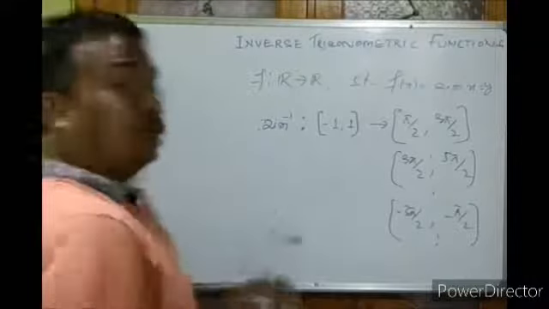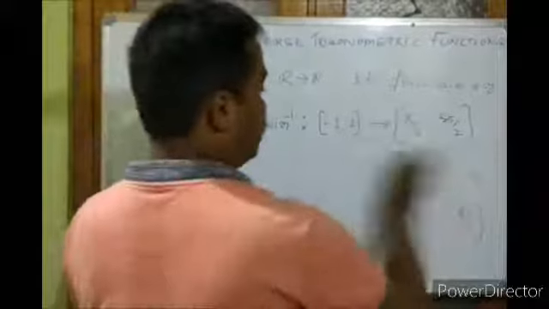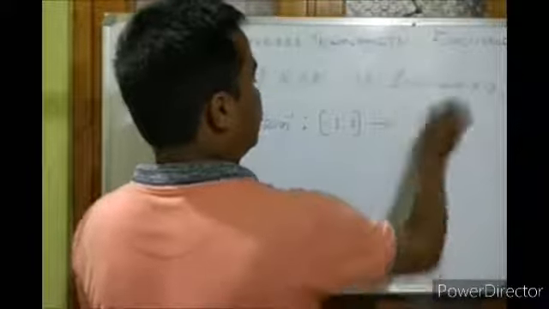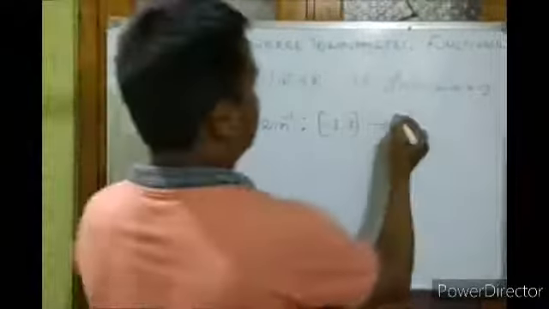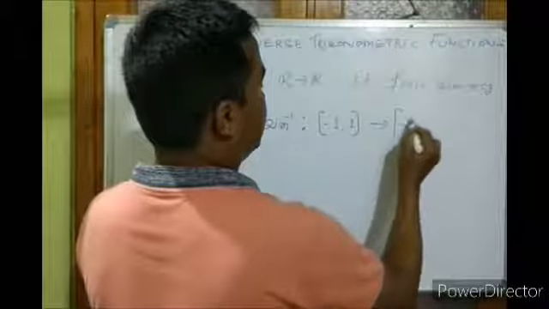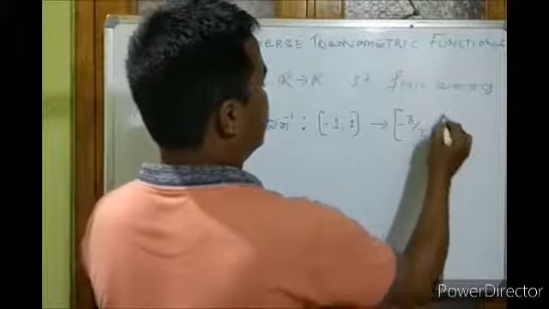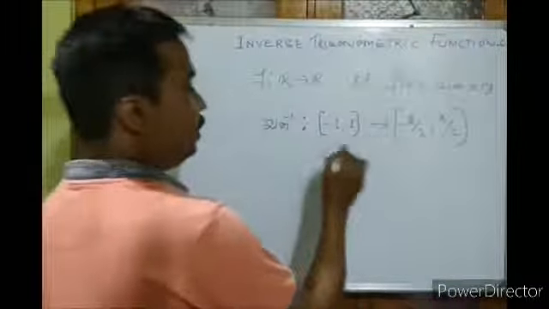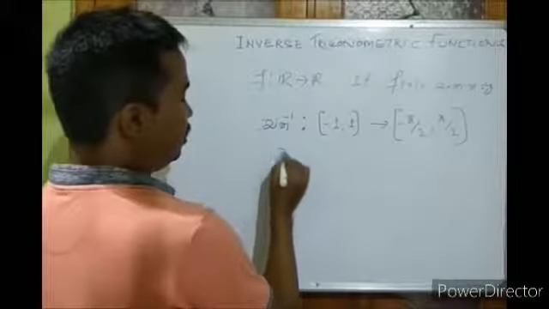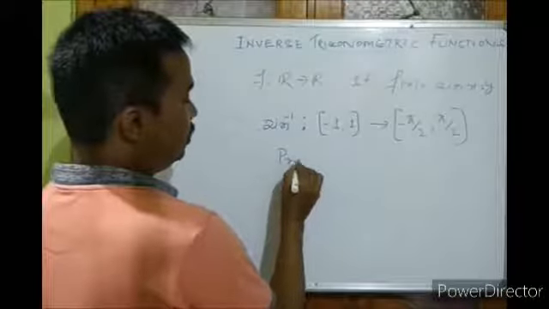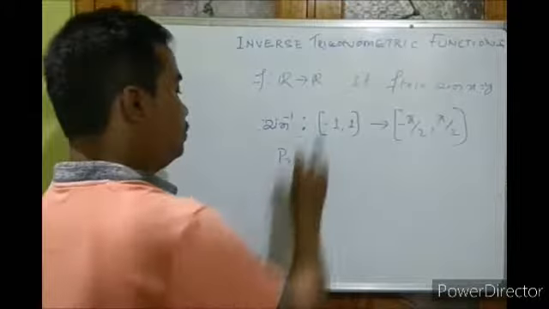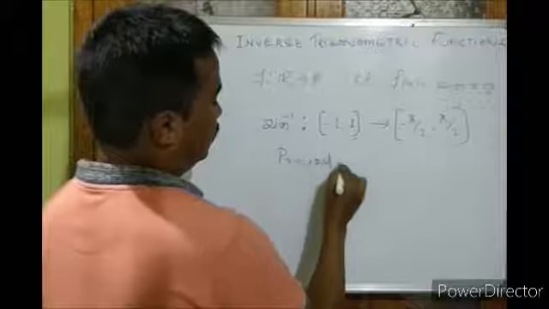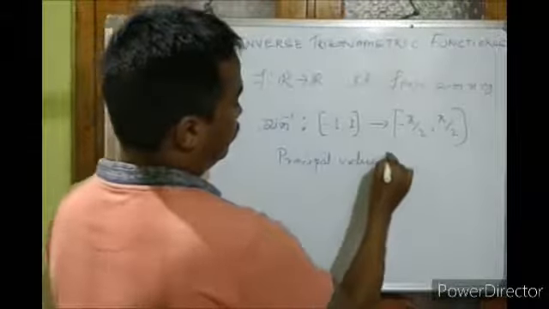Among these, the particular range minus pi by 2 to plus pi by 2, when the sine inverse function has this domain and this range, is called the principal value branch.